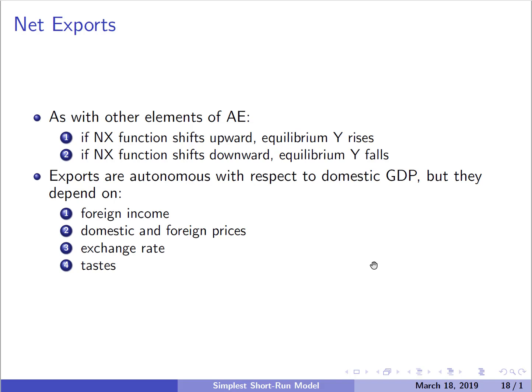Again, exports are autonomous with respect to domestic GDP. So the level of X, that constant X for exports, doesn't rely on Y, but it depends on foreign income, which I just mentioned, but it also depends on domestic and foreign prices, exchange rates, which are similar to domestic and foreign prices, as well as taste. So for some reason if taste shifted, and we really enjoyed more goods from a particular country, then our imports from that country would go up, which means their exports would go up, for instance.